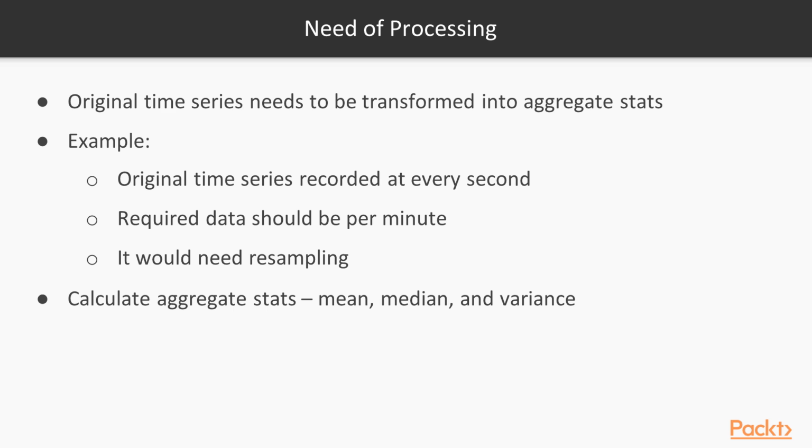In many cases, the original time series needs to be transformed into aggregate statistics. For example, observations in the original time series might have been recorded at every second. However, in order to perform any meaningful analysis, data must be aggregated every minute. This would need resampling the observations over periods that are longer than the granular time indices on the original data. The aggregate statistics, such as mean, median and variance, are calculated for each of the longer periods of time.